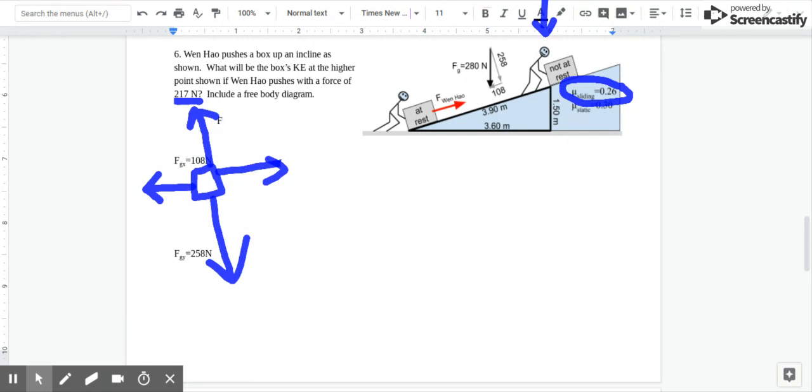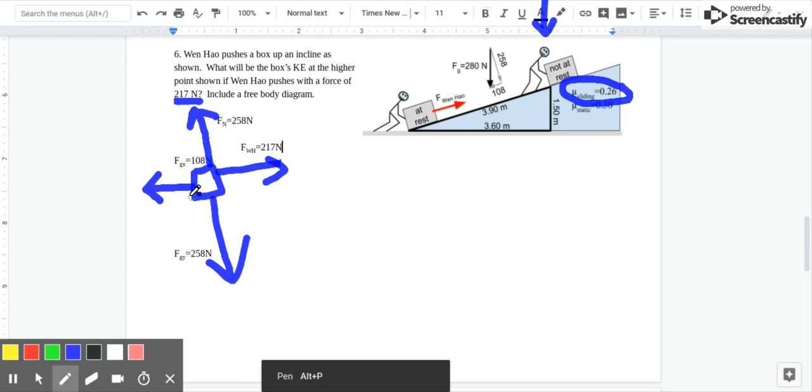Oh no. The cat and the dog aren't fighting anymore. All right, we've got normal force is 258 to balance that out. Over here, I've just got to finish up that Wenhow pushes with 217. And then the last thing I have to do, I have to include friction.